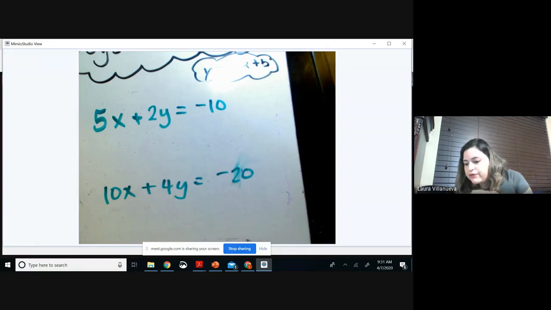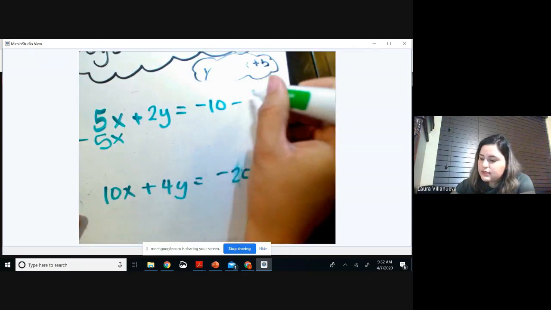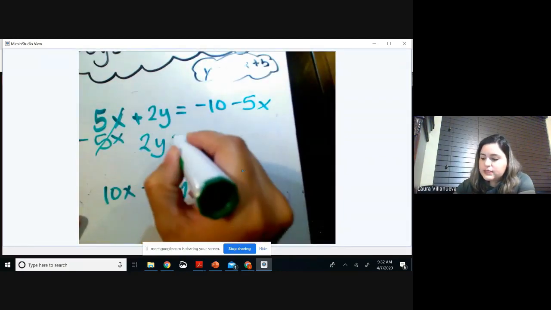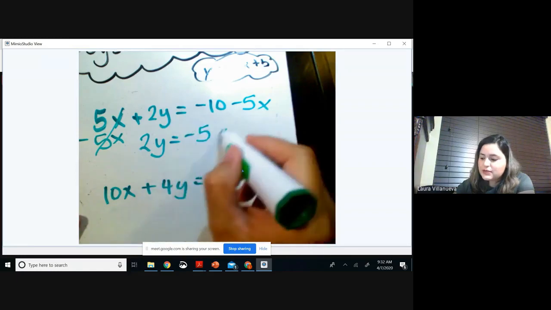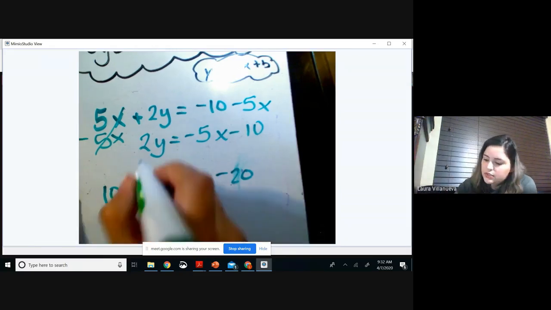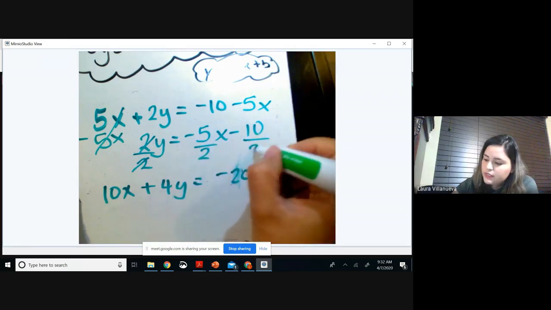Okay, so 5x plus 2y equals negative 10. I'm going to grab the x. I'm going to move it over. I grab it and I put negative 5x on this side as well. So then I have 2y equals negative 5x minus 10. I like to kind of switch them around so that I have mx plus b already. It's just my thing. I think it's a lot easier to read. So divide by 2 here. Divide by 2. Divide by 2.